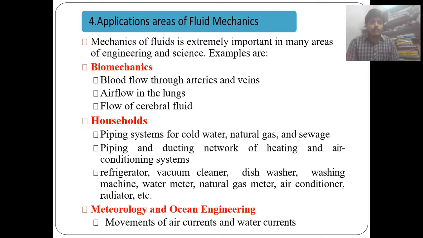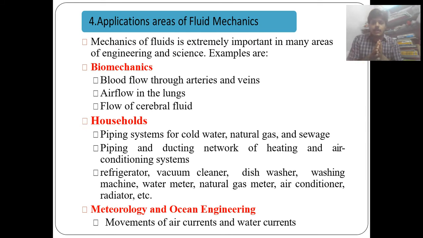Now you may see, one by one, the different fields having different examples. Biomechanics: the blood flow through the arteries and veins, as I said before, airflow in the lungs, flow of cerebral fluid. In the household, that is in the daily routine, you may realize different examples, that is piping systems for cold water, natural gas and sewage.